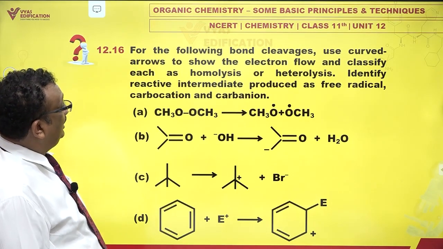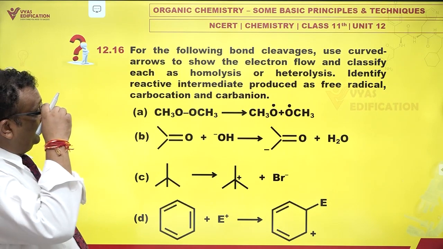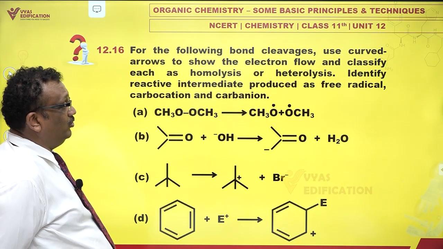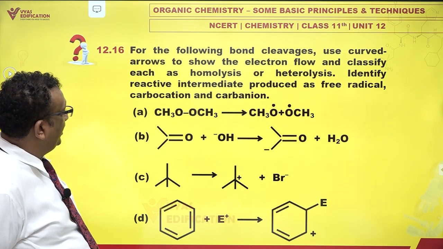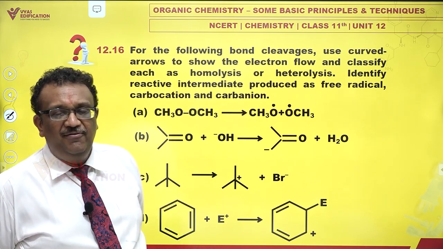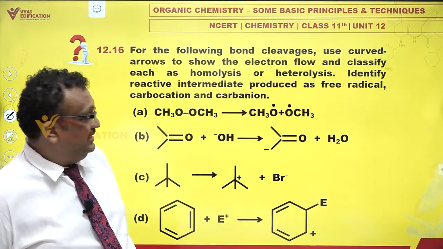For the following bond cleavages, use curved arrow notation to show the electronic flow. And classify each of them as homolysis or heterolysis. Identify the reactive intermediates produced as free radicals, carbocations or carbanions. This is a very easy but very valuable question because it gives you great insights.